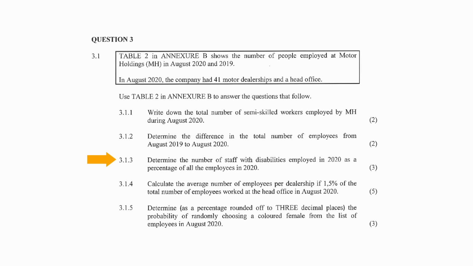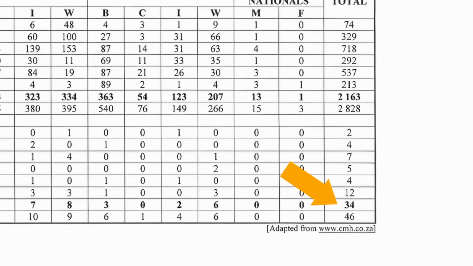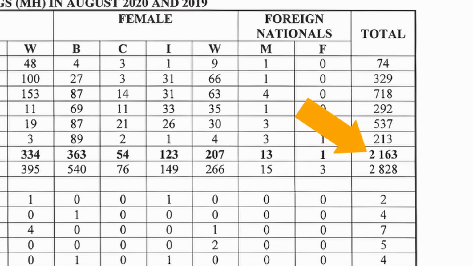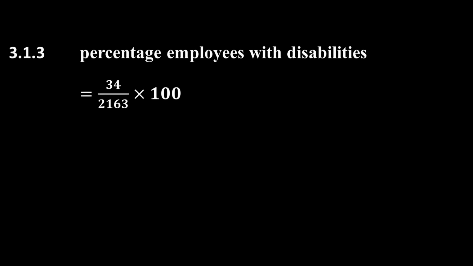In question 3.1.3, you have to determine the number of staff with disabilities employed in 2020 as a percentage of all the employees in 2020. From the table in Annexure B, the number of staff with disabilities in 2020 was 34. And the total number of staff in 2020 was 2,163. So the percentage of staff with disabilities out of all the staff in 2020 is 34 divided by 2,163 multiplied by 100, and this equals 1,572%.